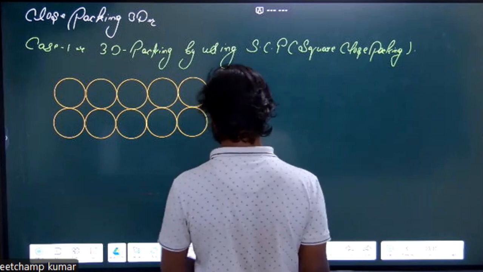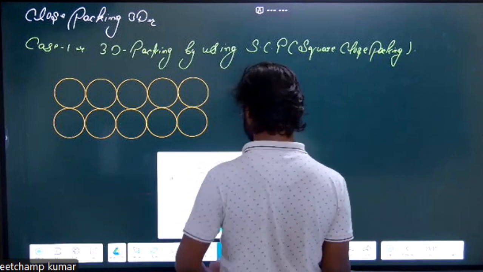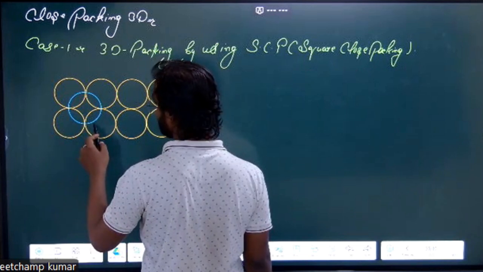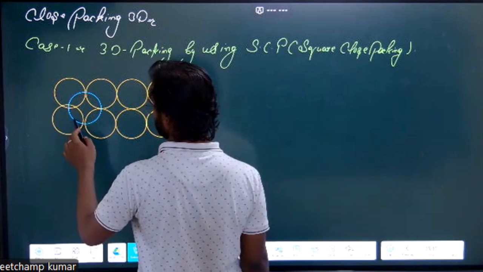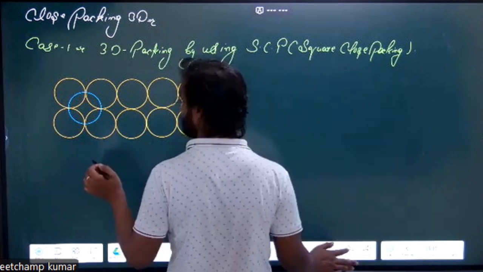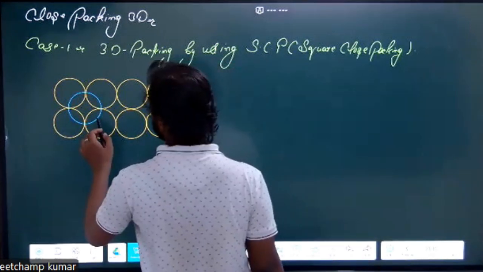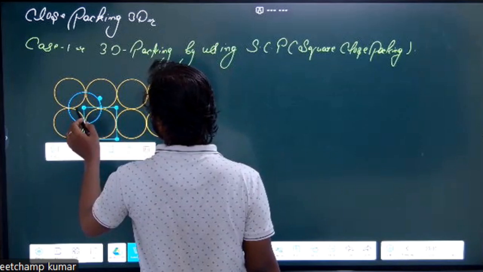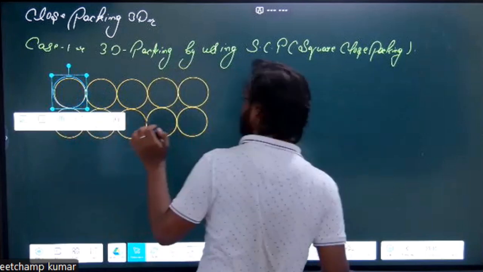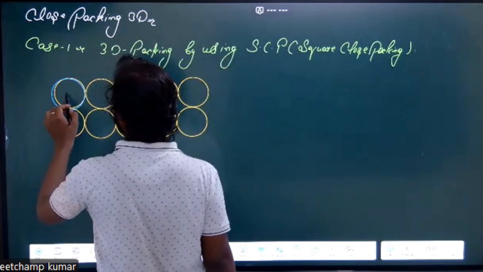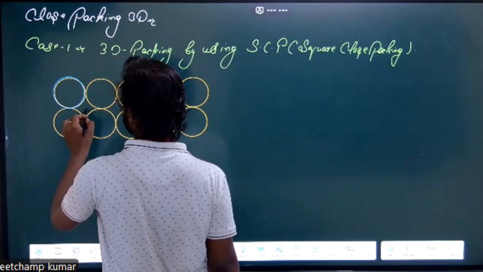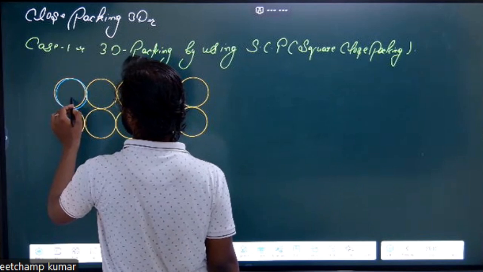Now what is the new thing we are going to do? We are going to place the same layer. The same layer will be placed, and the size of the atom will also be the same. It looks different because it should be visible to you, that's why I'm making it slightly different, but the size of the atom will also be the same.